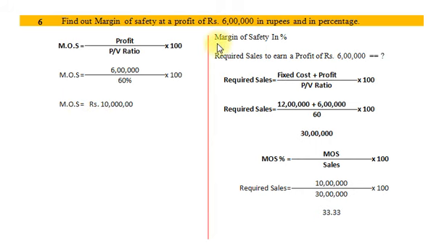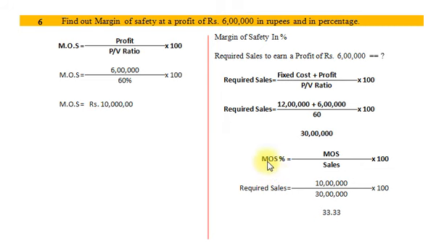And now margin of safety in percentage, and for that first of all we will calculate required sales to earn a profit of rupees 6 lakh by using the formula required sales is equal to fixed cost plus profit upon PV ratio. Our present fixed cost, already given in question, rupees 12 lakh, plus profit required rupees 6 lakh, divided by original PV ratio 60%. So our required sales amount to rupees 30 lakh.